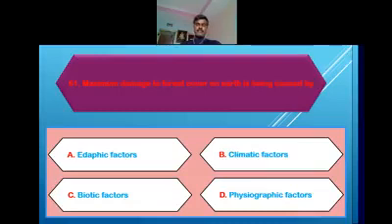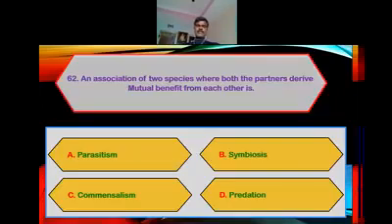Going to the next question. An association of two species where both the partners derive mutual benefit from each other is. There again, the options are different types of interactions: parasitism, symbiosis, commensalism, predation. Parasitism, you read the question once again. An association of two species where both the partners are benefited. You see, mutually they get benefited. So, parasitism, as you know, is a type of interaction between two organisms where one is benefited and the other is harmed.